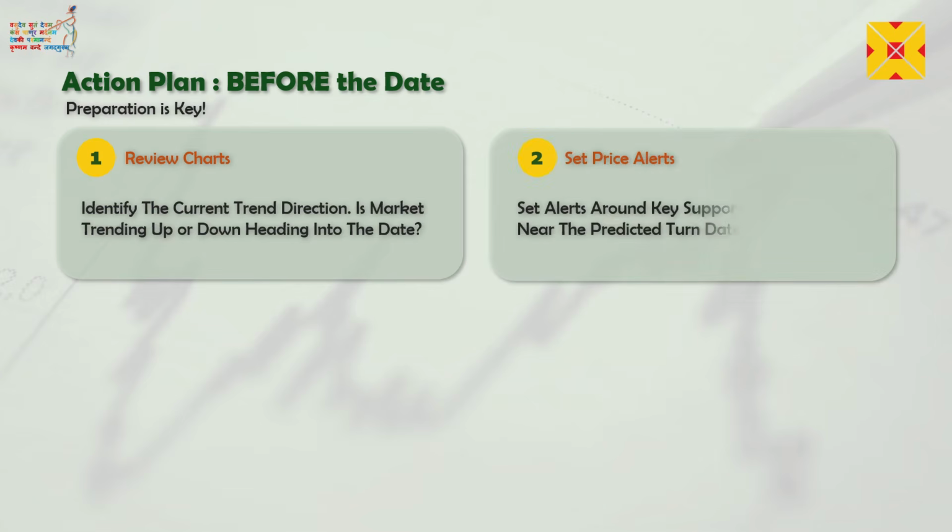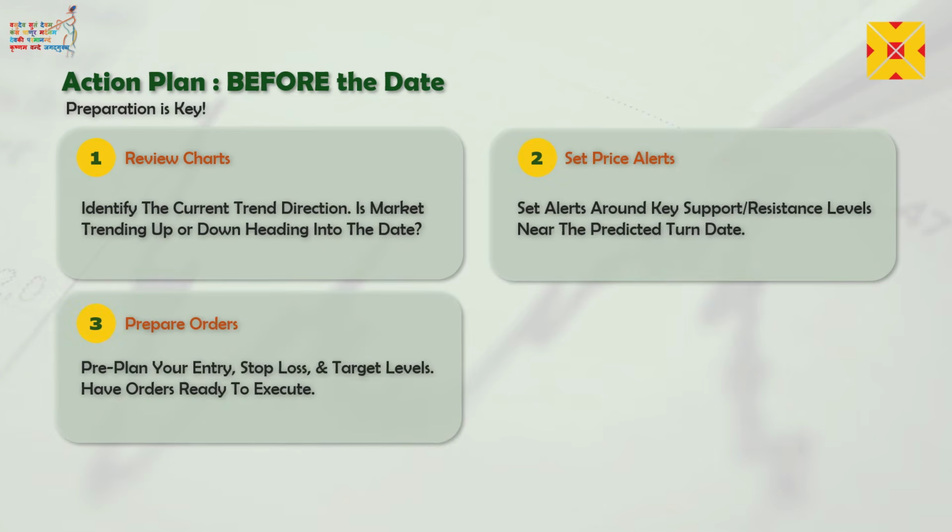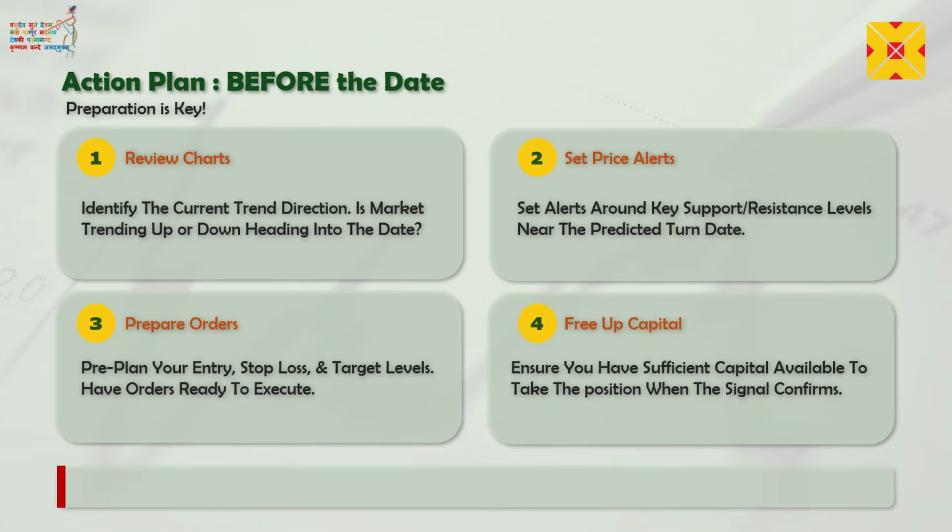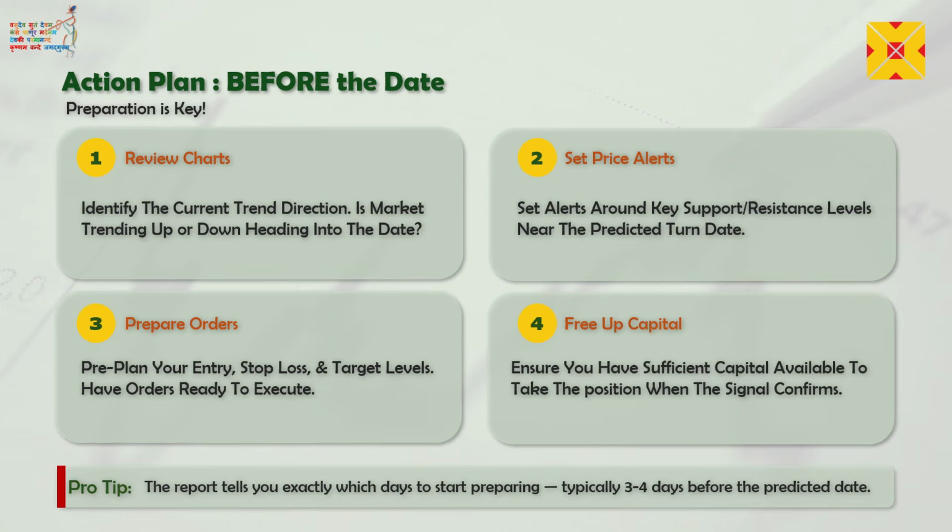Step 2. Set price alerts around key support and resistance levels near the predicted turn date. Step 3. Prepare your orders. Pre-plan your entry point, stop loss level, and target. Have your orders ready to execute. Step 4. Free up capital. Make sure you have sufficient funds available to take the position when the signal confirms.